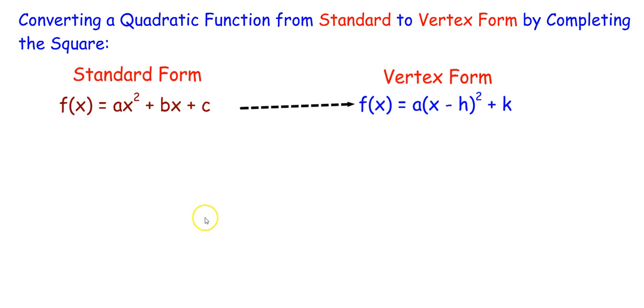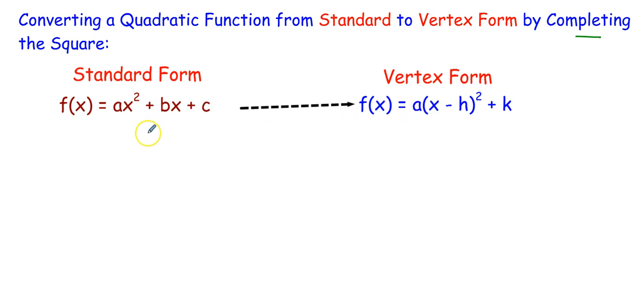This video is part 2 of converting a quadratic function from standard to vertex form by completing the square. In part 1 we mainly concentrated on understanding what completing the square is, what a perfect square trinomial is, how to get that perfect square trinomial, etc. We discussed that in part 1 of this video. Please watch it if you did not.